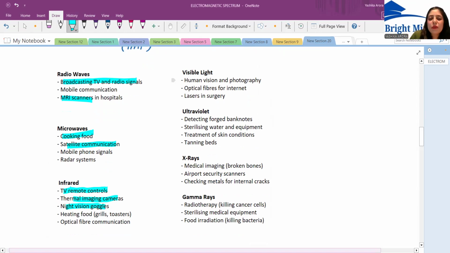The visible light, as obvious, human vision, photography, and optical fibers for the internet. Basically, it's the Wi-Fi technology. Okay, optical fibers for the internet. Then you have the UV, that's for sterilizing the water and other equipment and treatment of certain skin conditions. Next, I have my X-rays, obviously broken bones, medical imaging, and then airport security scanners. And the gamma ones, that is again for sterilizing your medical equipment, and radiotherapy that helps to kill the cancer, and yeah, that's it.